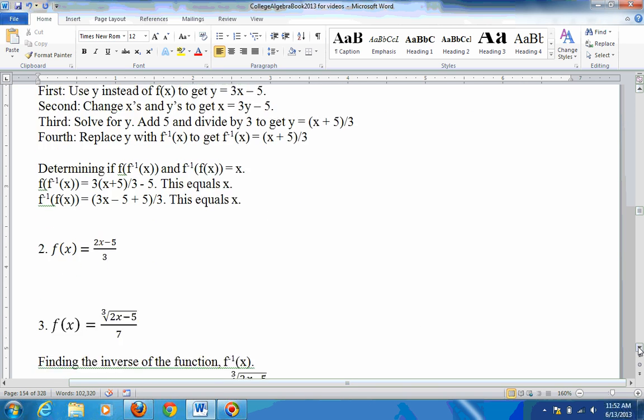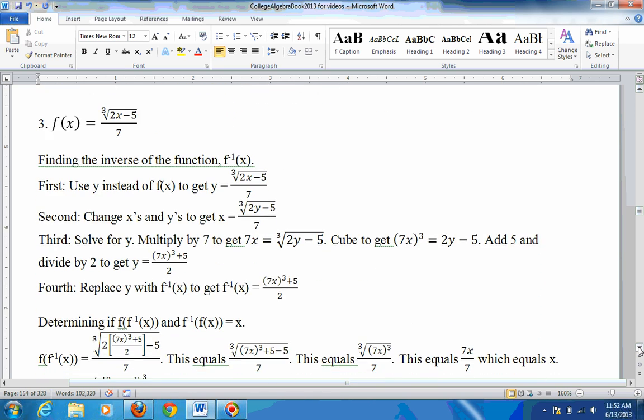Let's go on to problem 3. Same thing on this. This is a messier function here. F of x equals the cube root of the quantity 2x minus 5 all over 7. So finding the inverse function, first use y instead of f of x, so replace the f of x with y. Next, change the x's and y's, so instead of y equals, we have x equals. Instead of the x right here, we have a y.